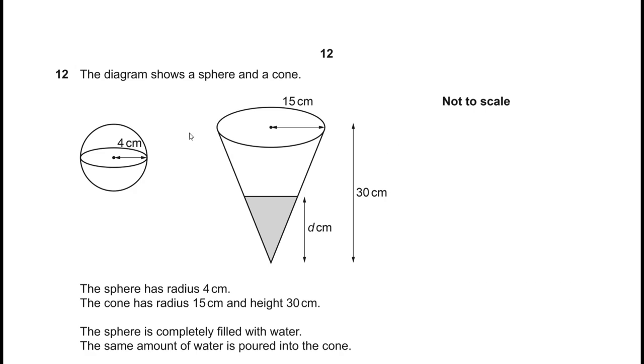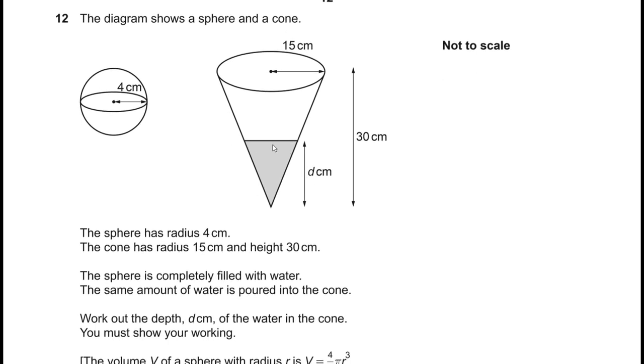Question number 12. The diagram shows a sphere and a cone. We've got the sphere which has a radius of 4 centimeters, the cone which has got a radius of 15 centimeters and a height of 30 centimeters. This sphere is filled completely with water, and the same amount of water is poured into the cone. And when we pour it into the cone, we get this grey region here. We have to work out the depth, d, centimeters, of the water in the cone. You must show your working.